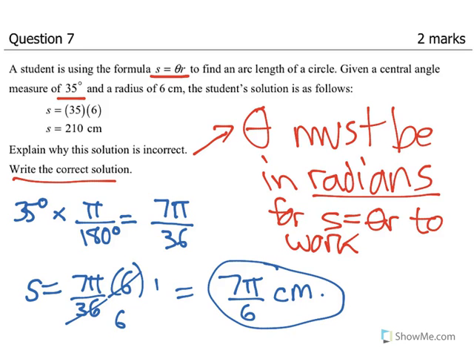Okay, so every time there's an s equals theta r or an arc length question, they may not give you the formula, but whenever arc length is mentioned, s equals r theta, where theta must be in radians.